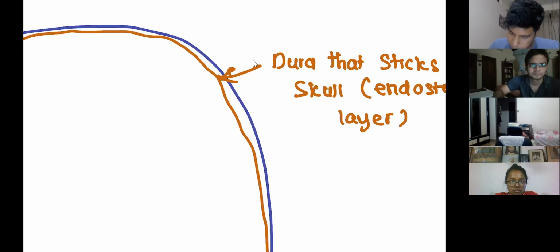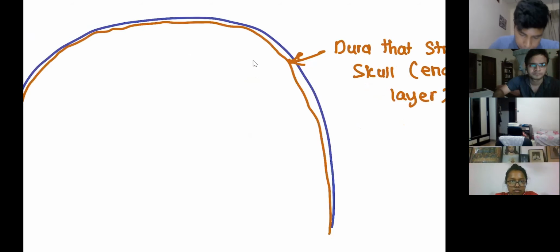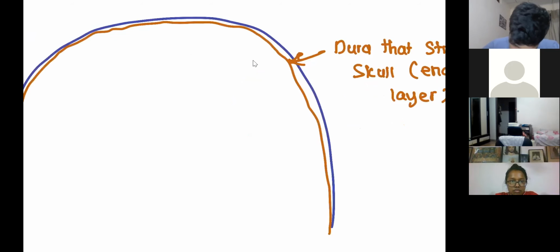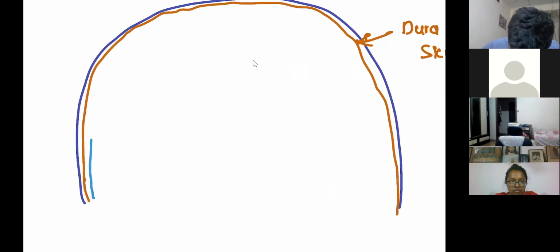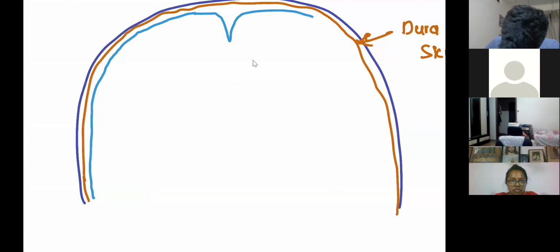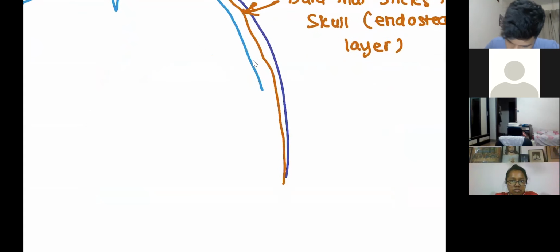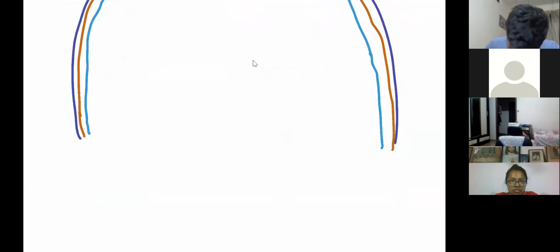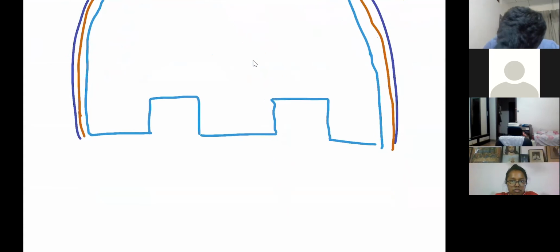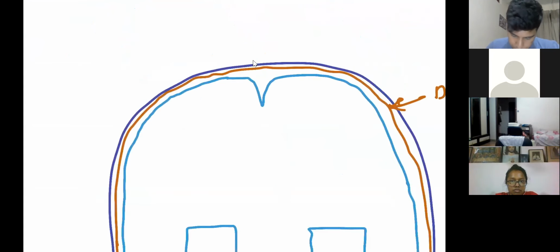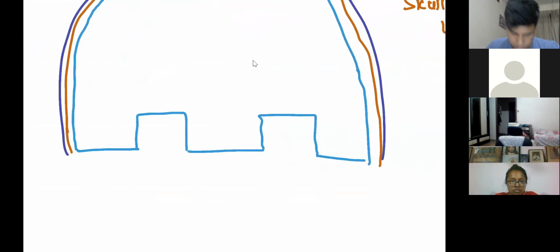So the dura that sticks to the skull is called the endosteal layer. Then we have the next layer of dura, that sticks with the meninges, the arachnoid layer. This is called the meningeal layer. It's still the dura, but it is called the meningeal layer, and it forms the two cavernous sinuses like this.